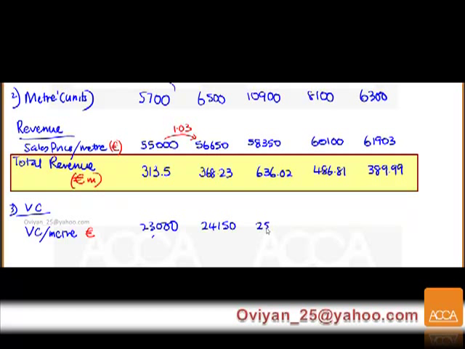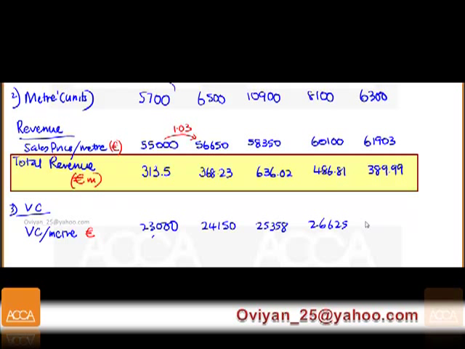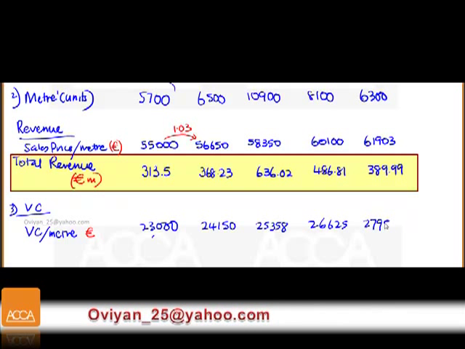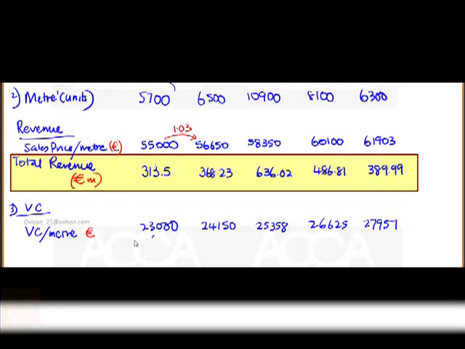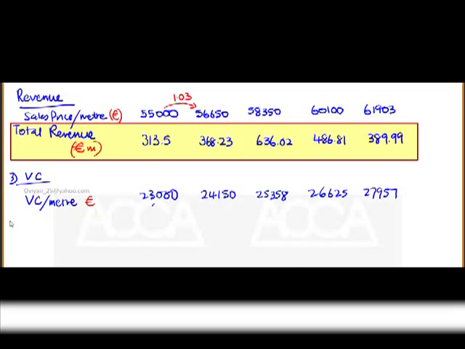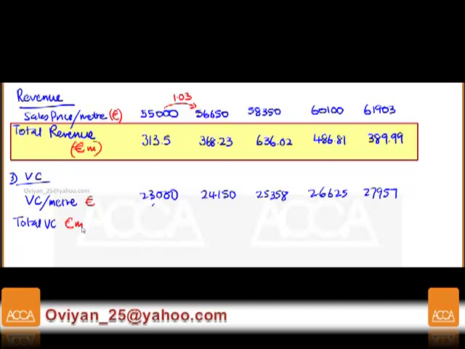24,150, 25,358, 26,625, 27,957. Check the figures. Okay, correct. So this is what you're going to get here. Next, you're going to find out your total variable cost, which is going to be in euro million.